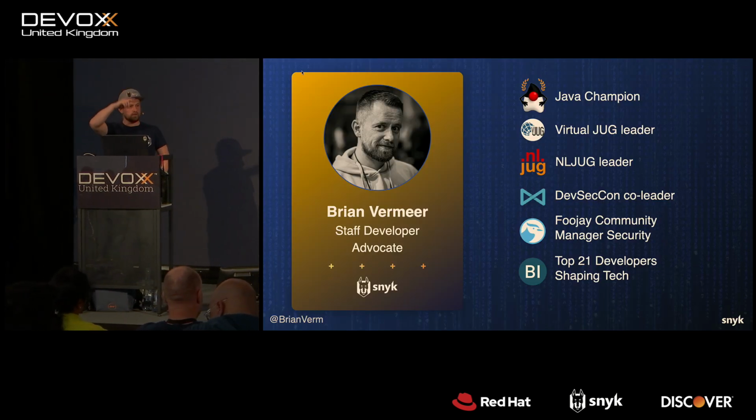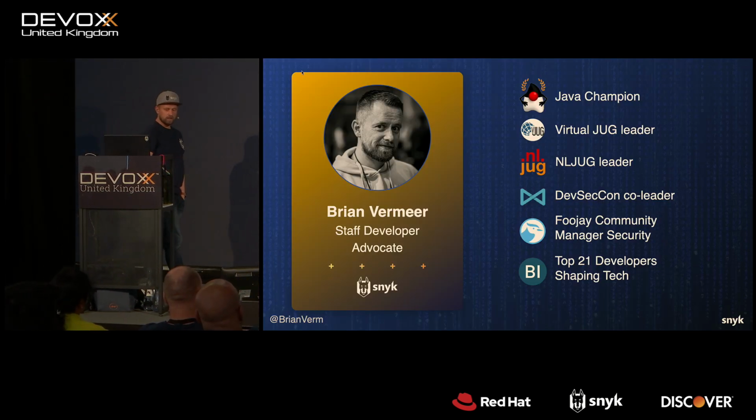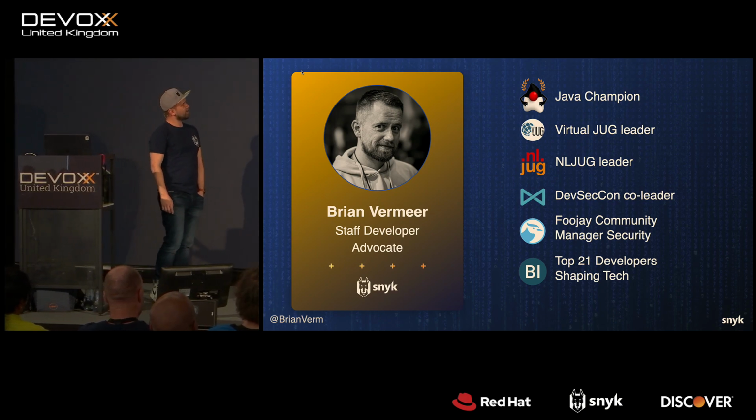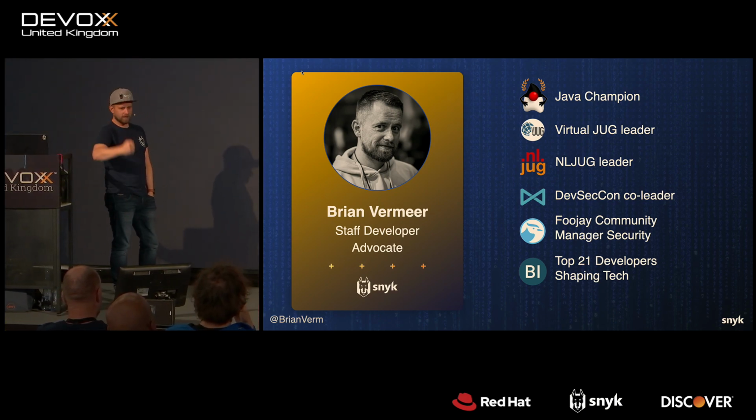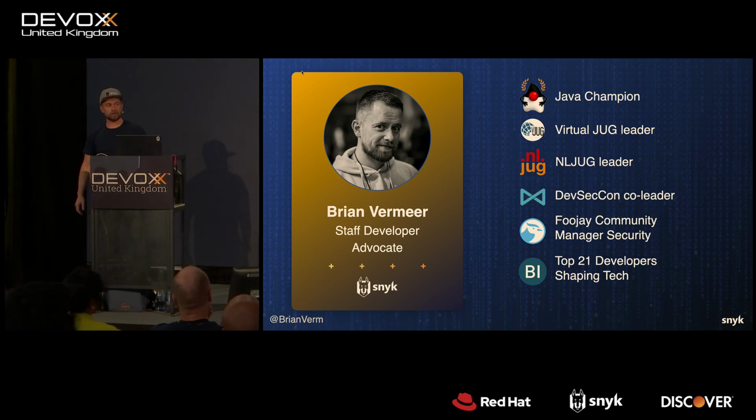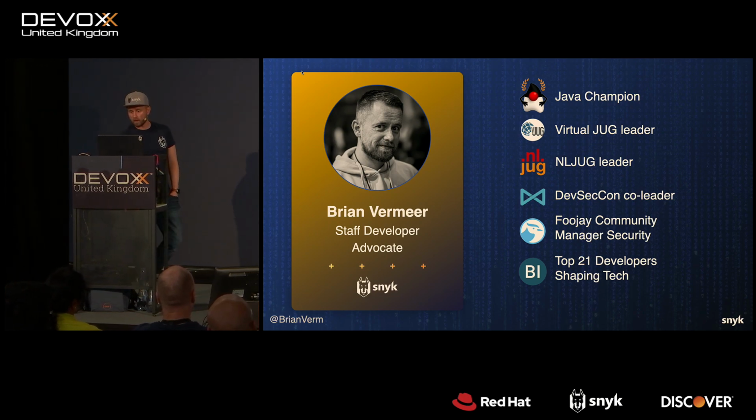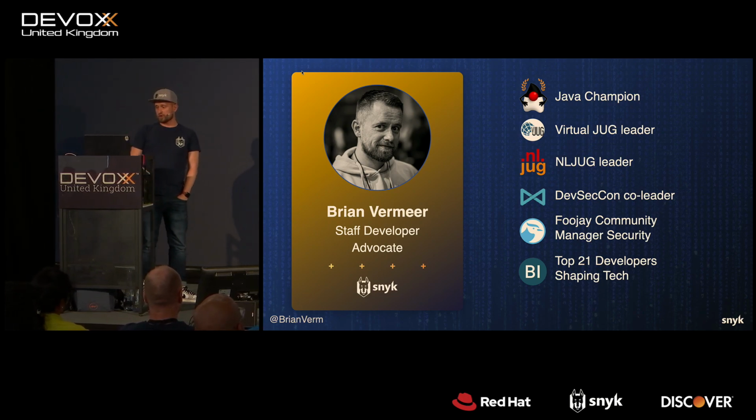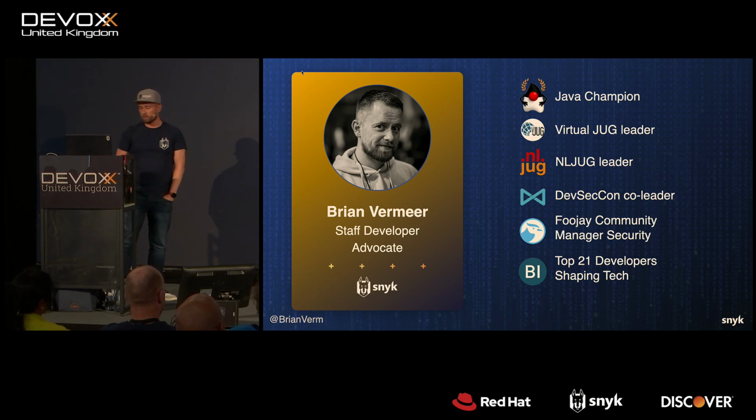Oh, by the way, this is me. This is the boring slide. I am a staff developer advocate. I never know what a staff was. Like, I have to stand like this with a staff. Developer advocate basically means I was an engineer and now I email. Java champion, virtual JUG, NL JUG. Well, I do some stuff in the community, but that's not important.